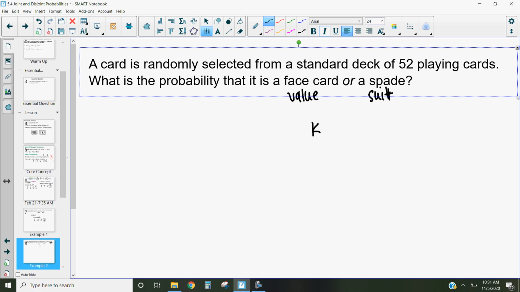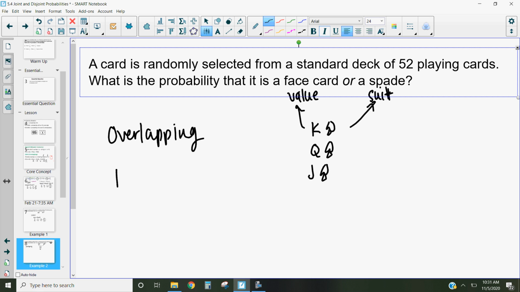Oh, a spade goes the other way. The king of spades, the queen of spades, or the jack of spades. Now, these 3 cards overlap and actually go into both categories. So this means that our 2 things are overlapping, and that means we have to do that other type of probability.